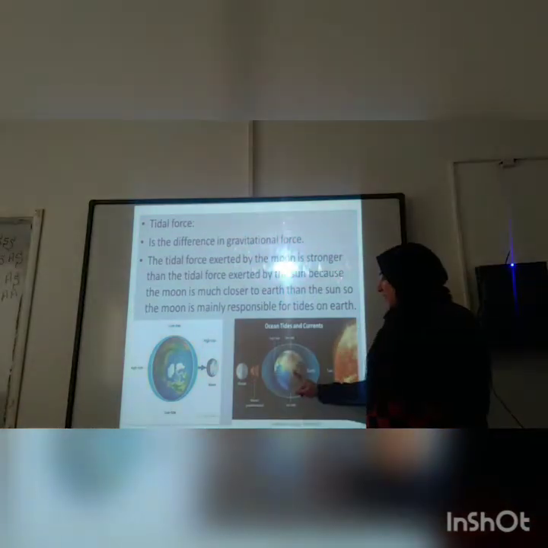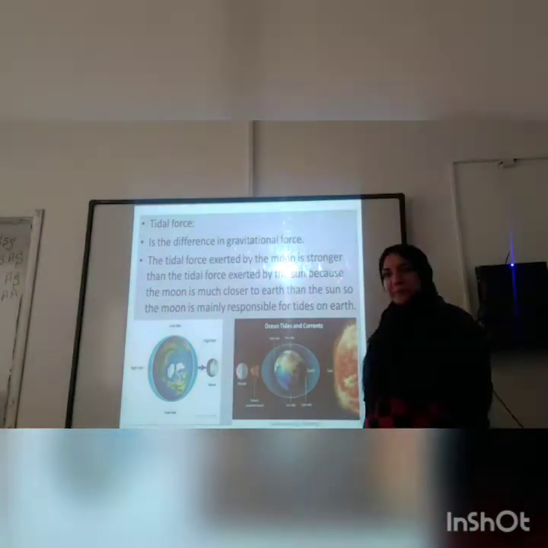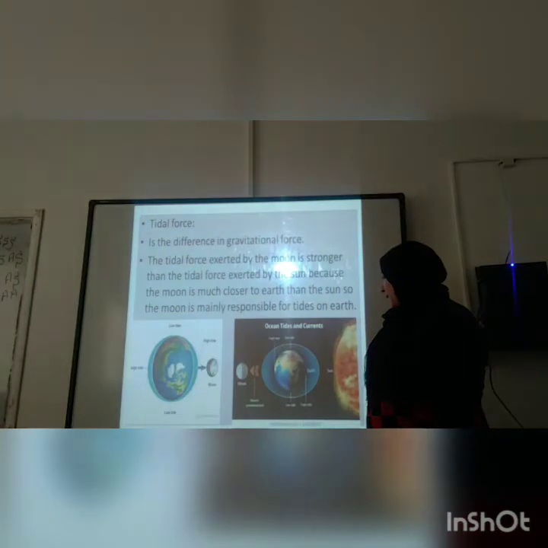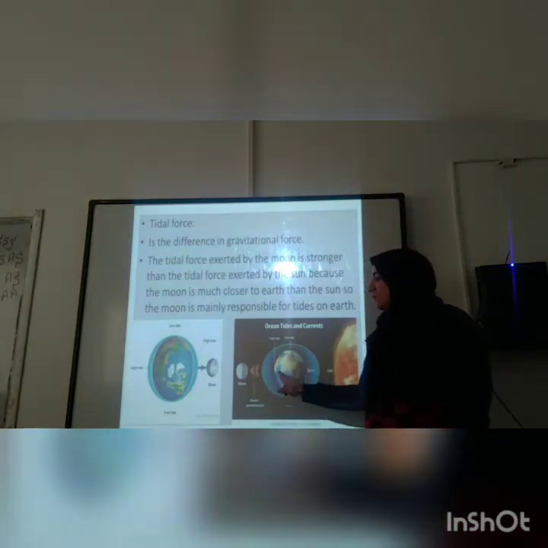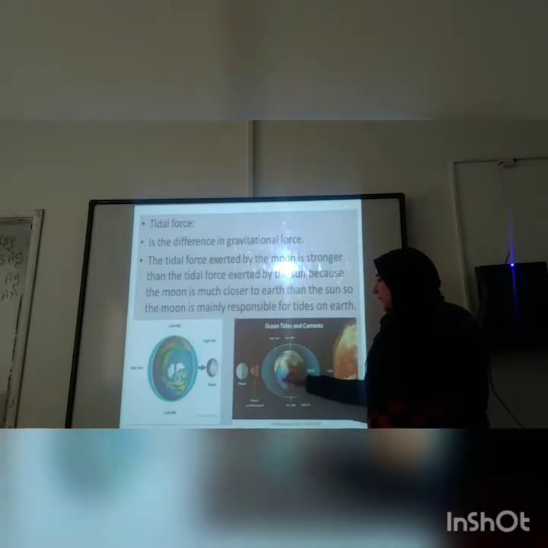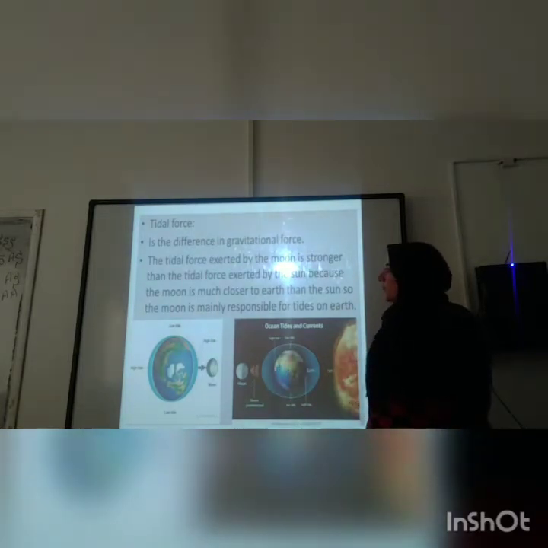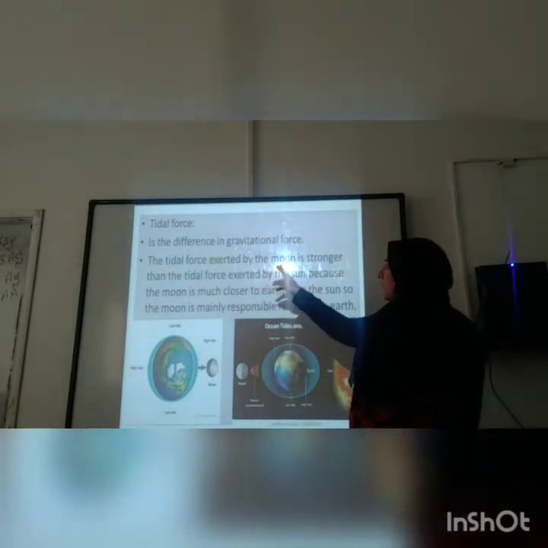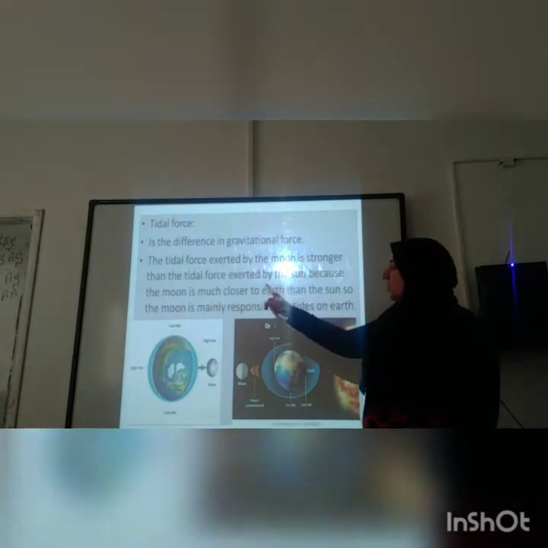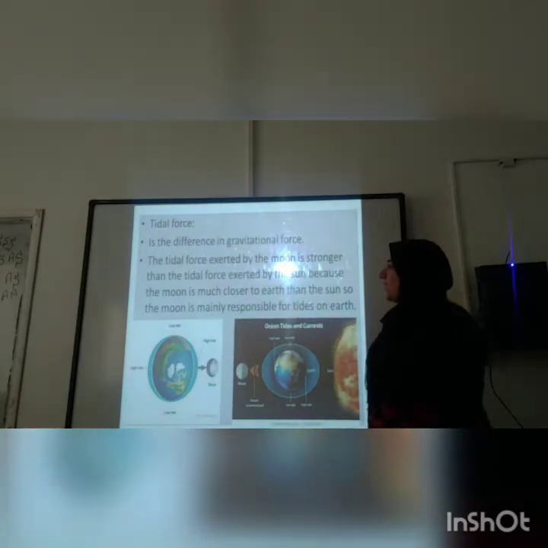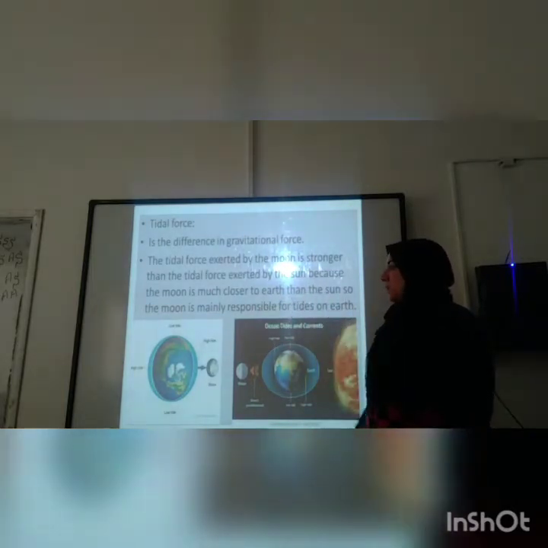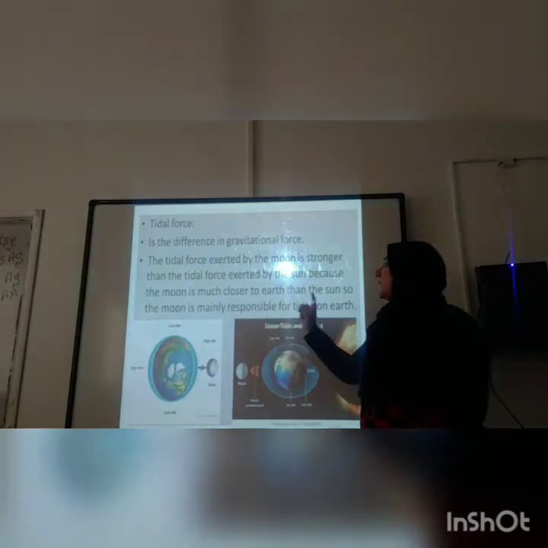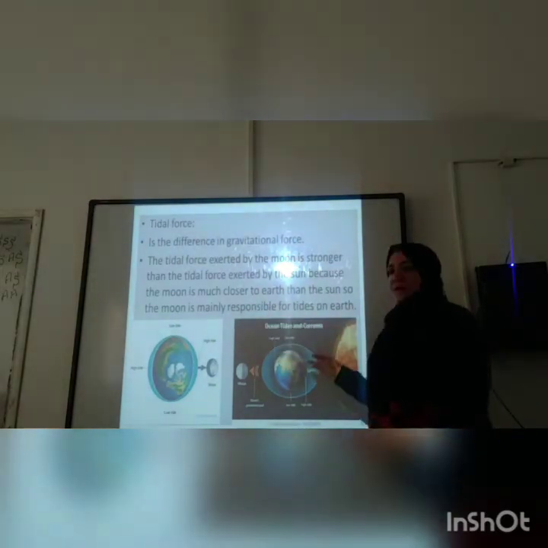The moon is the nearest neighbor to the Earth. So the gravitational force, the effect of the moon, is more clear than the sun. So the tidal force by the moon is stronger than the tidal force by the sun because the moon is much closer to Earth than the sun. So the moon is mainly responsible for tide on Earth.